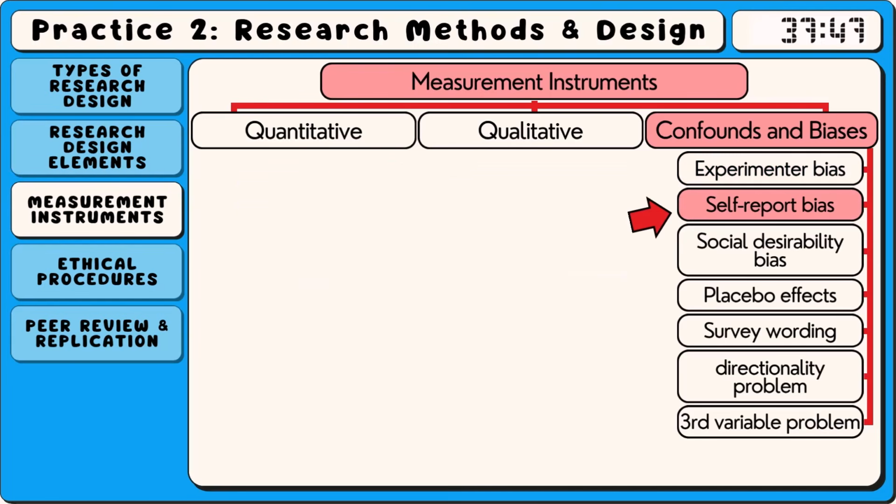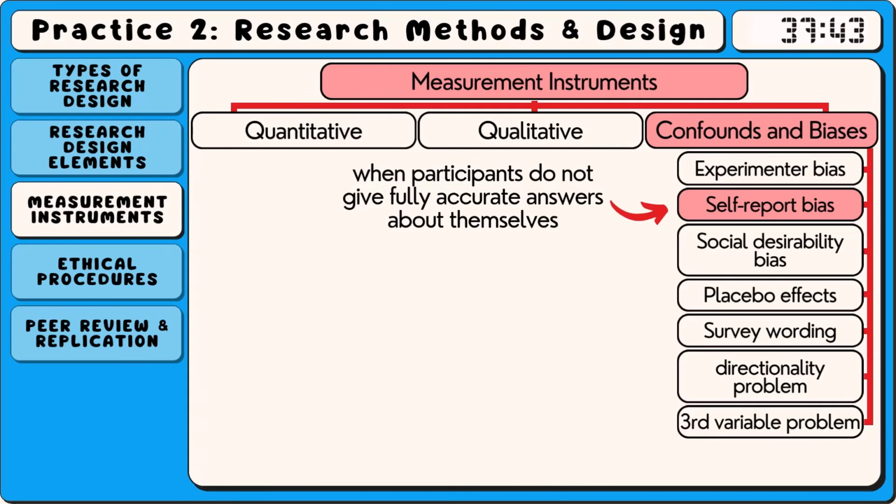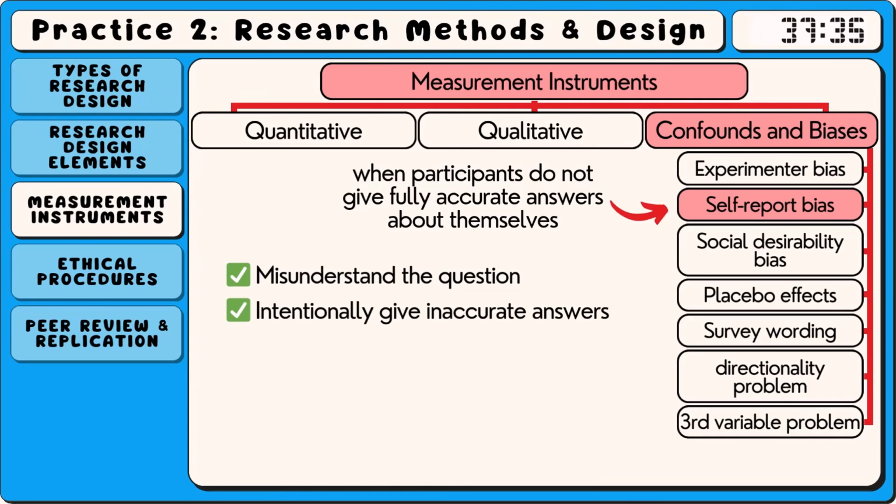The next one you need to know about for AP psychology is self-report bias. This is when participants do not give fully accurate answers about themselves. This can happen because people misunderstand the question or even intentionally give inaccurate answers. When this happens, the data collected may not reflect reality.